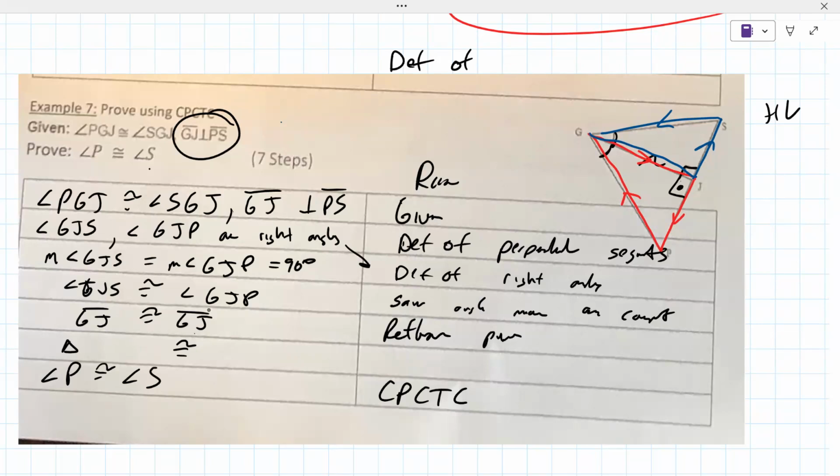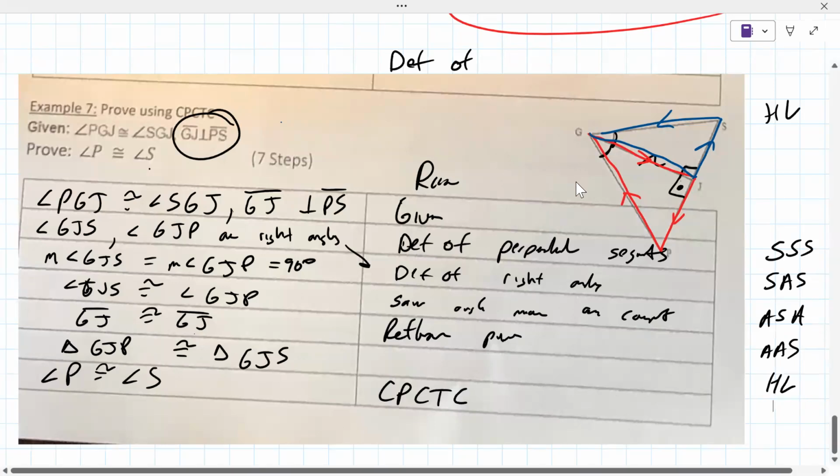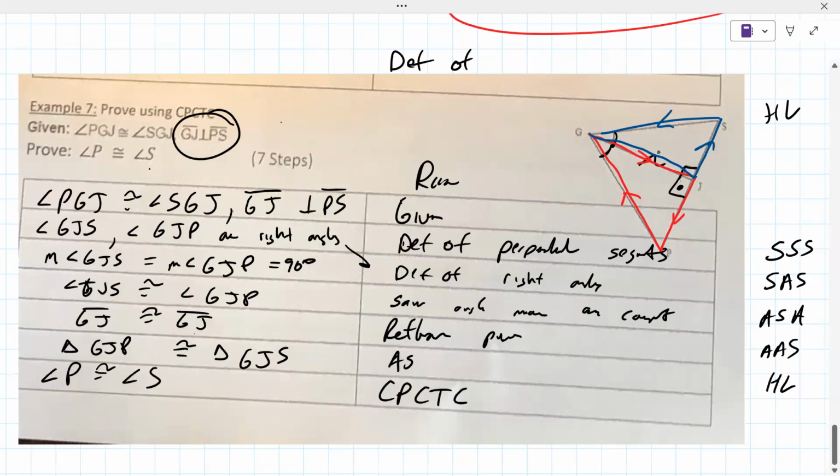Well, GJP is congruent to GJS. Very good. And what's the reason? Why are the triangles congruent? Because they're the same angles. We can only use these 5. Which of those are we using? Side, side, side. Oh no, we don't have that. We have angle, side, angle. So I kind of covered it up. We said it earlier: we had an angle, a side, and an angle. ASA, I would say. Okay.